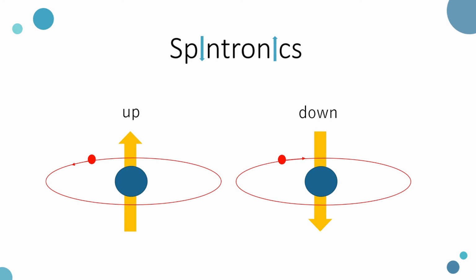And data is stored based on the spin states of electrons that are already present. This means that there is no problem of leakage with spintronics. Once information is stored, it stays there until we want to change it. The spin states of electrons change if we apply an external magnetic field.